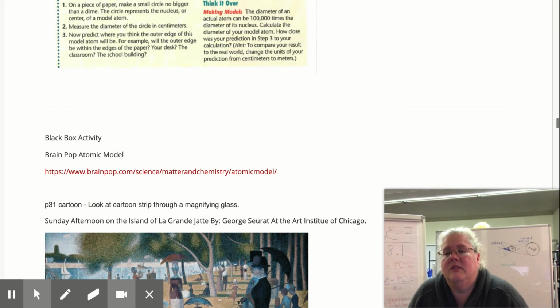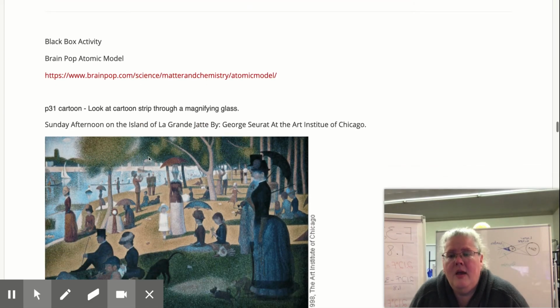If you want to go and look at this, there is a BrainPop, and there is a link here to it if you want to look at BrainPop's atomic model.